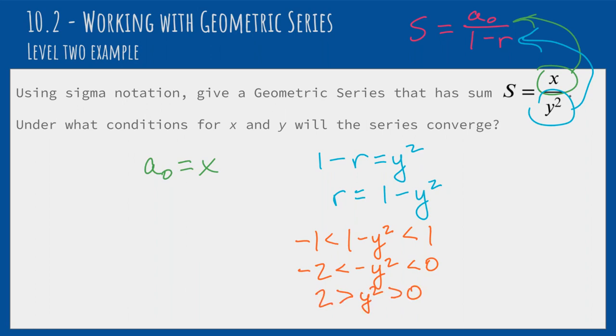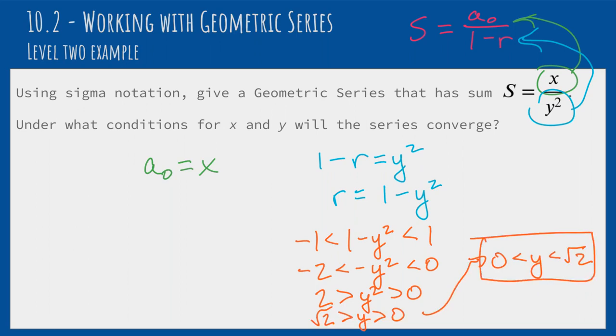And then we take the square root. Square root does not change the order of numbers. So if we take the square root of a bigger number, it's going to stay bigger, so we don't have to worry about flipping. So taking the square root of each part, we have the square root of 2 is greater than y is greater than 0. And generally we want to write our inequalities from least to greatest. So rewriting that, we're going to have 0 is less than y is less than the square root of 2. So as long as y is between 0 and the square root of 2, no matter what starting value we have, we're going to get a geometric series that converges and has a sum of x over y squared.